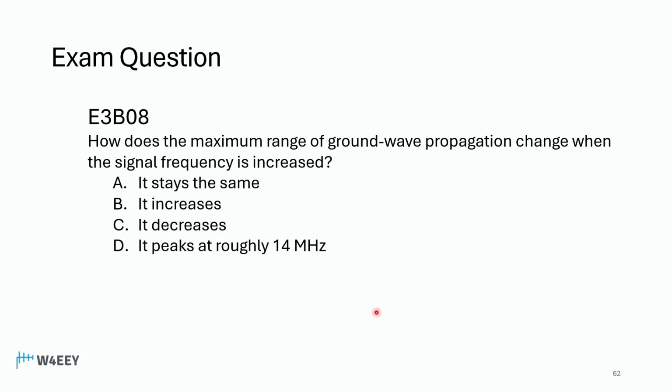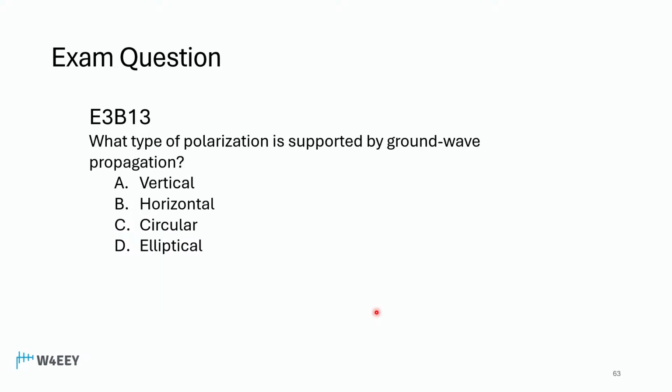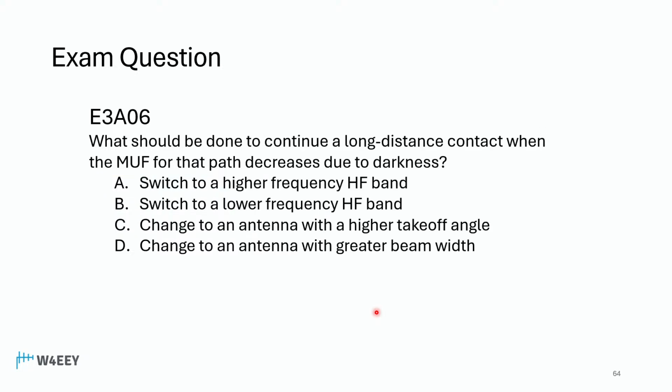So how does the maximum range of ground wave propagation change when the signal frequency is increased? Charlie. Decreases. Charlie, it decreases. And the way that I remember that is 10 meters is terrible for ground wave. So that fits. What type of polarization is supported by ground wave propagation? Alpha. Alpha, it's vertical. You only get ground wave with vertical. What should be done to continue a long distance contact when the maximum usable frequency for that path decreases due to darkness?